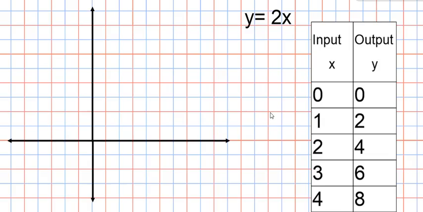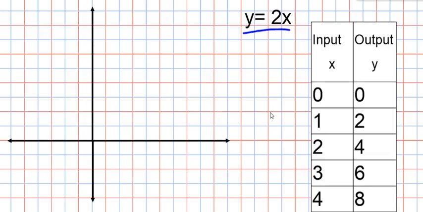So if I gave you the rule of y equals 2x, or 2 times x, we can understand what is going on here. And so this is our function, y equals 2x. From here, a table can be built. If I put 0 in for x, 0 times 2 equals 0, so 0, 0. And so forth, you can see as the pattern continues.